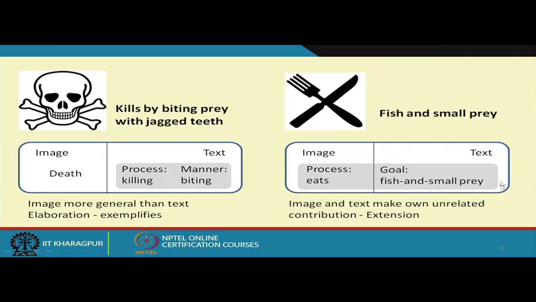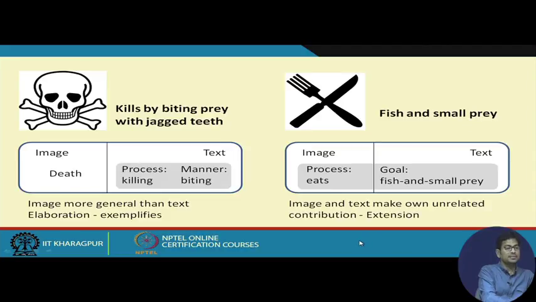Now, coming to the second image which we are talking about, you have the image of a fork and knife which has something to do with eating, and you are talking about fish and small prey. Now, each of these components, the visual message elements and the textual element, are making their own contribution of meaning, and then bringing them together perhaps is an extension. There could be some form of extension which is playing into the picture over here, where it is talking about a form of eating. So, that is why this fits in under the extension part of it.